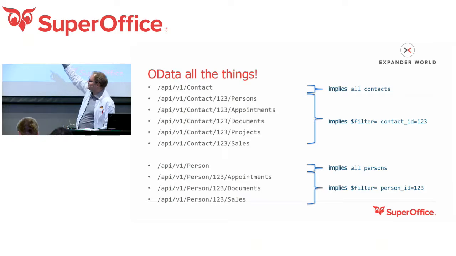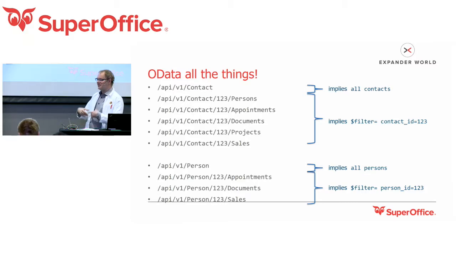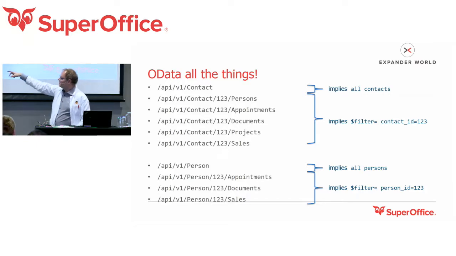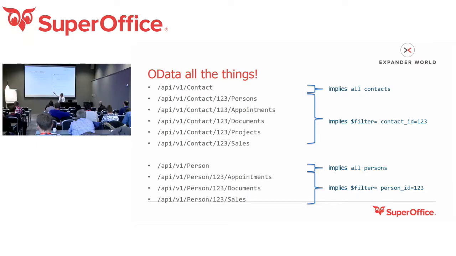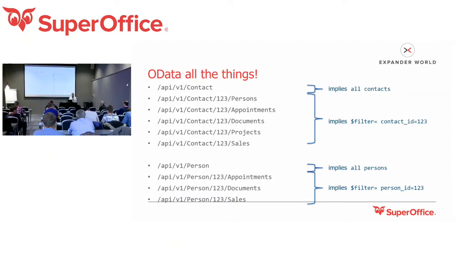So there's a whole bunch of sub-archives, essentially queries, that we can automatically set up for you and parameterize appropriately. API v1 person gives us all persons. Contact 123/person gives us just the persons that are on that particular contact. Seems fairly obvious, right? But it's all essentially the same archive provider under the covers, just parameterized for you.